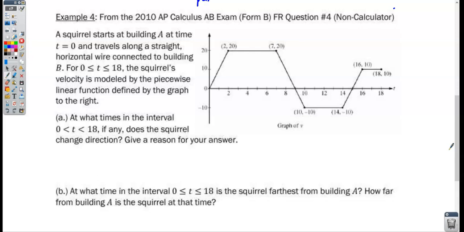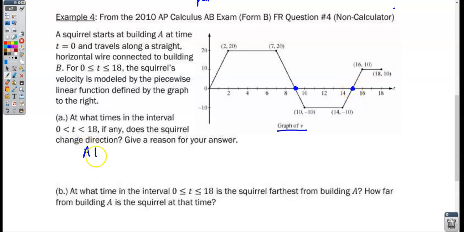At what times in the interval, if any, does the squirrel change direction? Give a reason for your answer. So the squirrel changes direction whenever the velocity changes sign. So if this is a graph of velocity, which it is, the velocity is positive, positive, positive, positive, positive, positive. Right here, the velocity is 0, and then the velocity is negative. And then the velocity is negative, negative, negative, negative, negative, negative, negative. And then the velocity is positive.